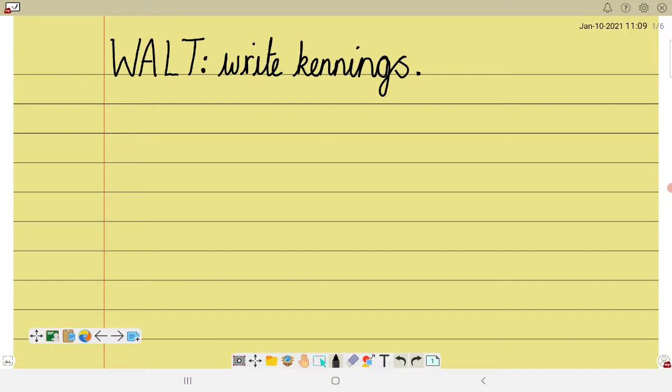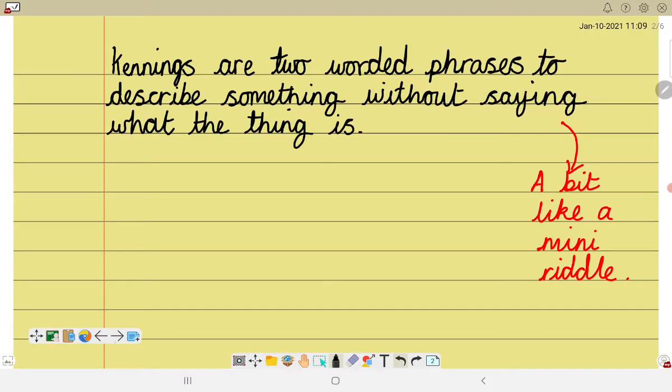In literacy today, you're going to be learning to write kennings. Do any of you know what a kenning is already? Well, a kenning is a two-worded phrase to describe something without saying what it is. It's a little bit like a mini riddle. So, if I was to describe an athlete, I might say that they are a race runner. I'm not saying that they're an athlete, but I'm telling the reader that they run races. Then the reader can work out what they are.